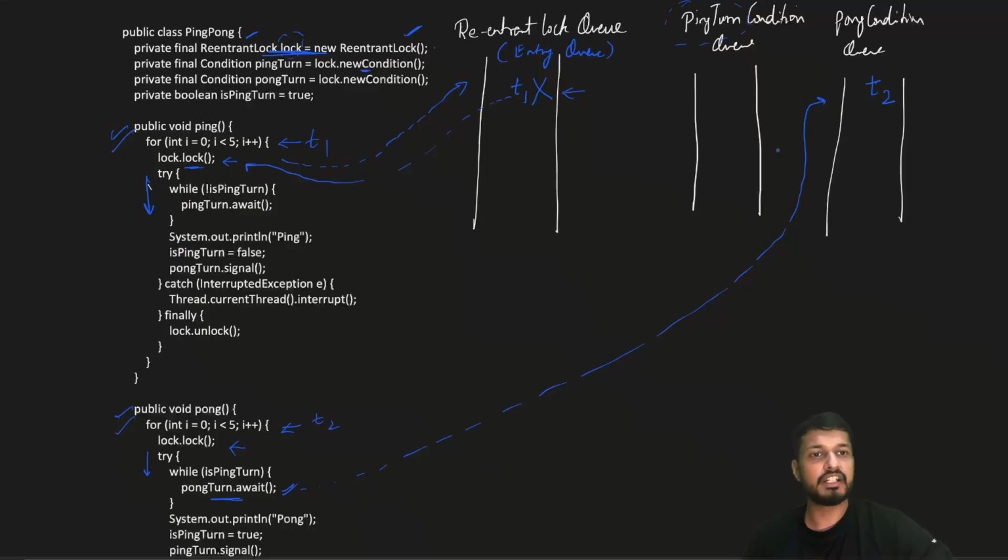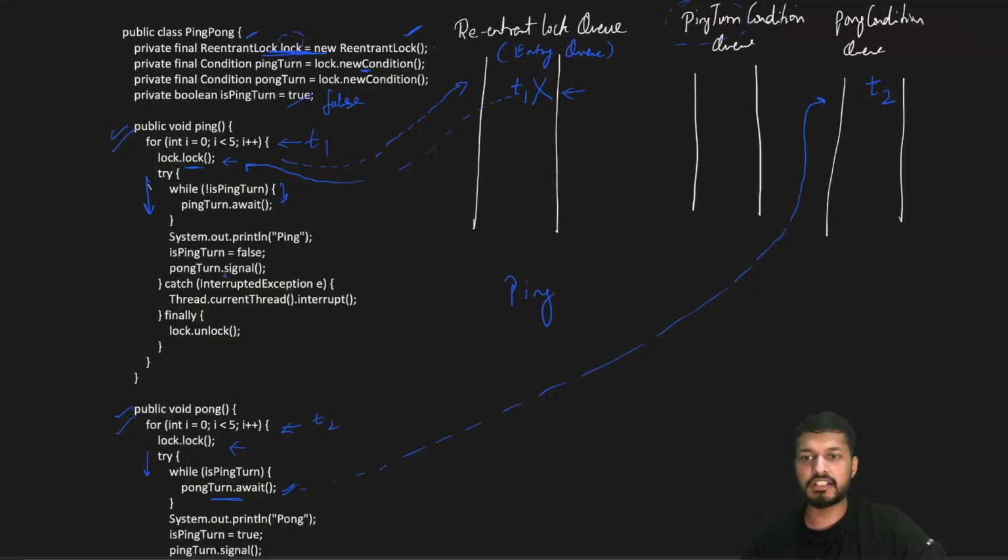Okay, so now T2 is in waiting condition inside the pong condition queue. T1 has come out from the entry queue and has acquired the lock. Now it is executing. What is it executing? While not isPingTurn. The value of isPingTurn is true, so this will evaluate to false, right? It will go ahead and print ping, right? Ping will be printed. Then isPingTurn = false. The value of this will be changed from true to false.